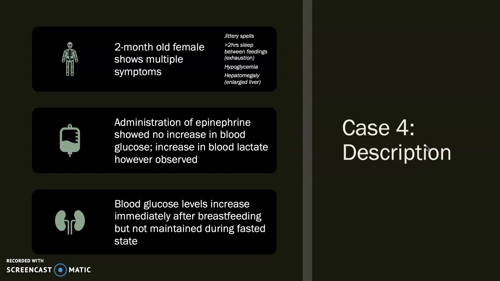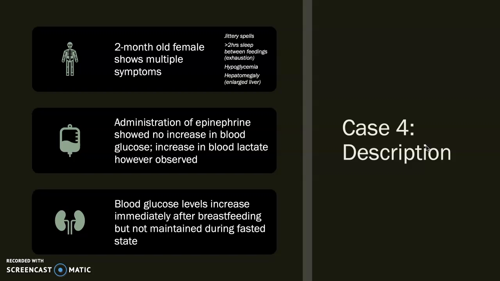The next case we're going to be looking into is case number 4. It looks into a 2-month-old female baby that shows multiple symptoms such as exhaustion, as the baby sleeps more than 2 hours between various feedings. The baby also shows hypoglycemia, and the baby also shows hepatomegaly, which is essentially an enlarged liver.